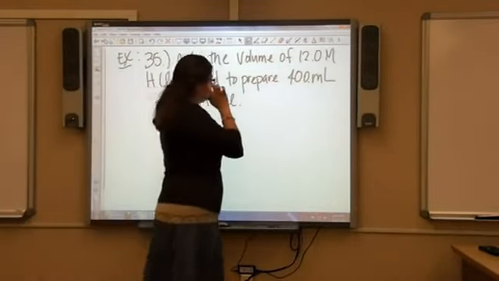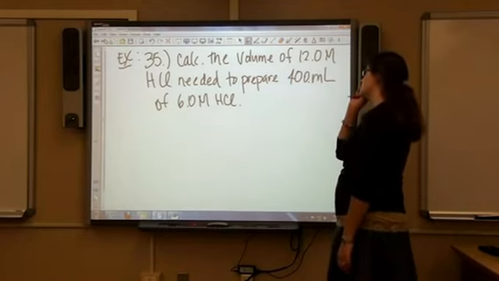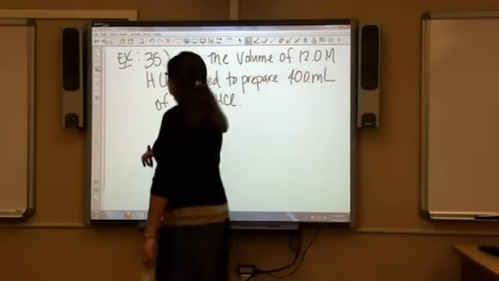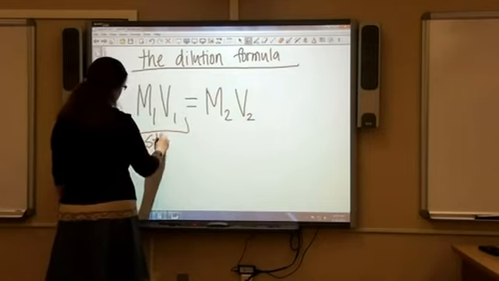Okay, so let's do an example of how to do this. From your homework, number 35, it says calculate the volume of 12 molar HCl needed to prepare 400 milliliters of 6 molar HCl. Now the thing with this dilution formula is the ones are for the stock solution.